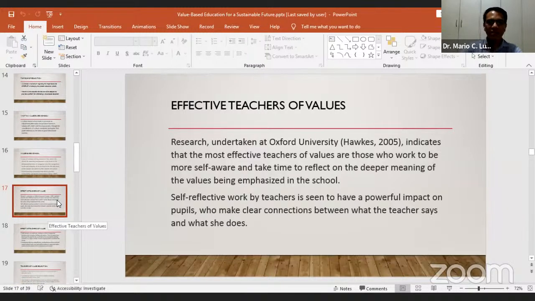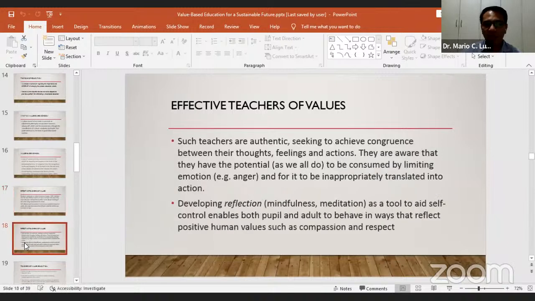Okay, so that's it. Now, according to some research undertaken at Oxford universities, we must have effective teachers of values. Self-reflective work of teachers is seen to have powerful impact on pupils. So the works of teachers have powerful impact for our pupils.